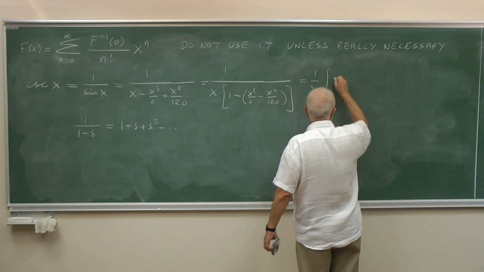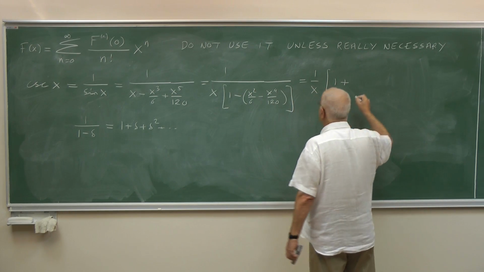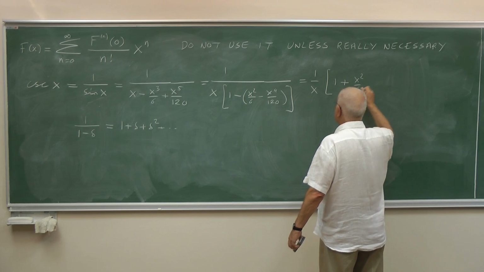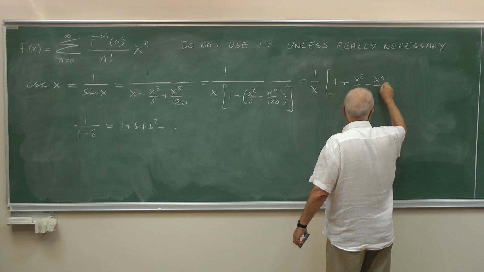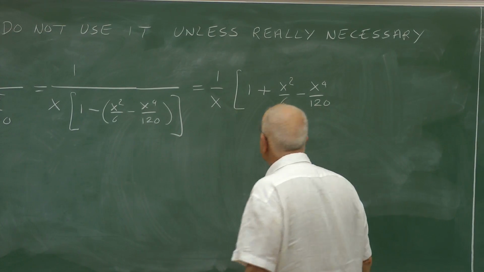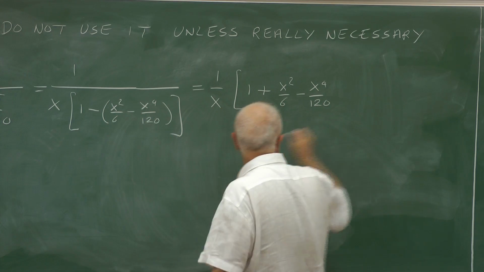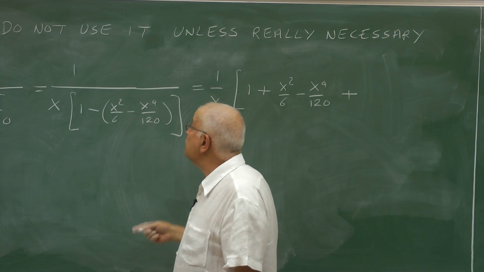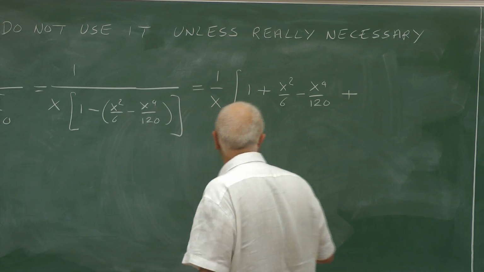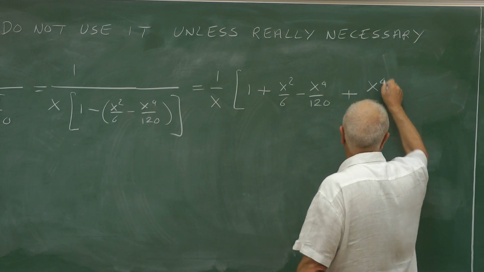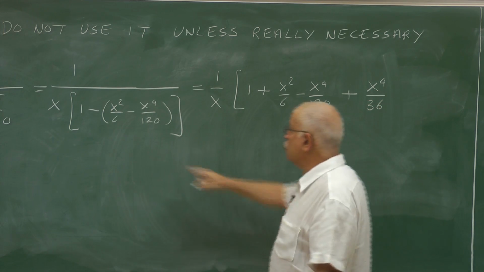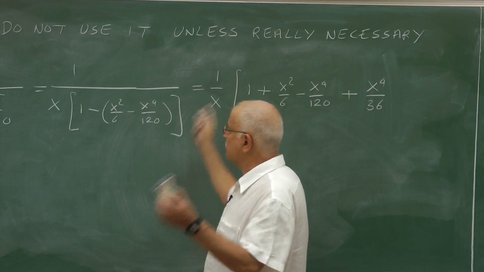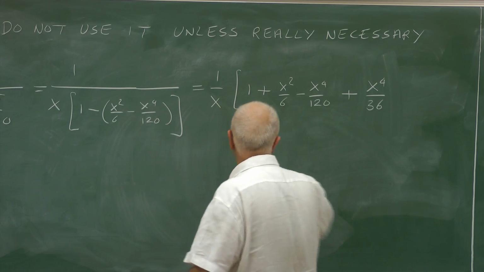So I'll go 1 plus delta, which is x squared over 6 minus x to the 4th over 120. Then plus square of this. But of course, square of this is simply x to the 4 over 36. The cross term, x to the 6 is out of question. X to the 8 is totally out.